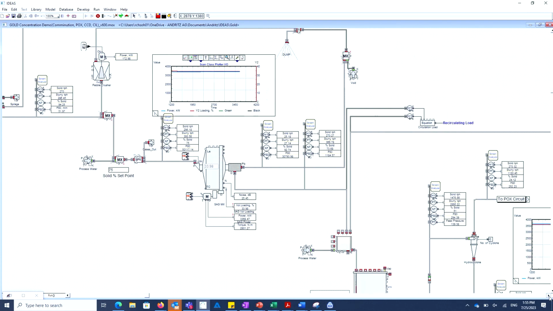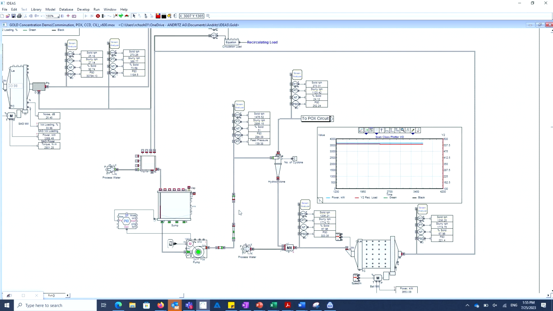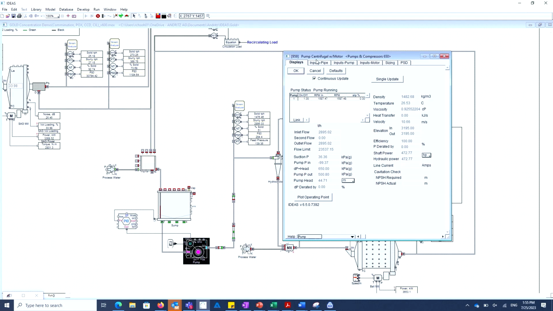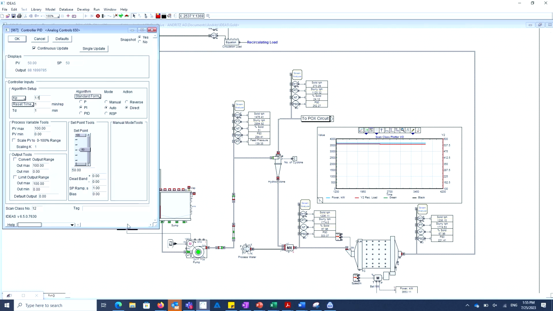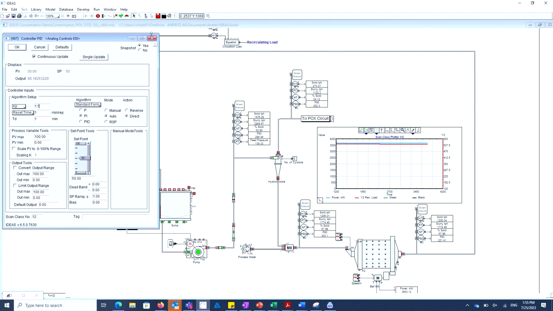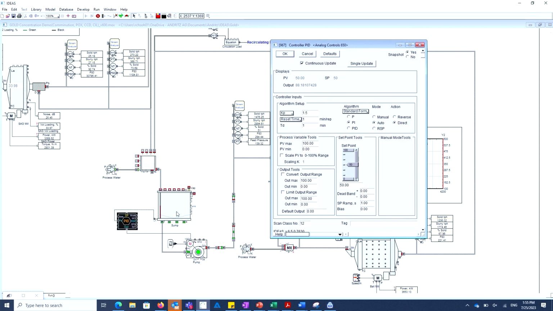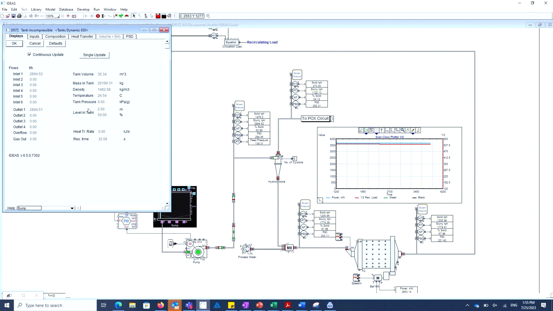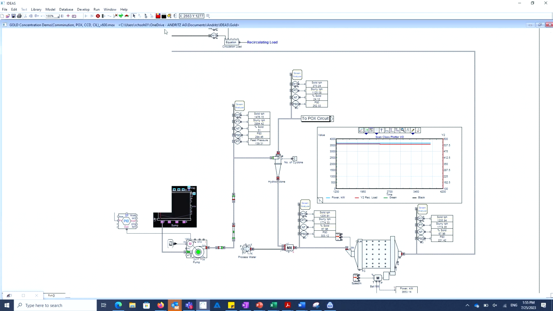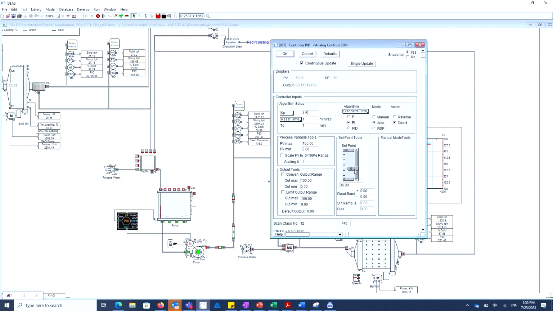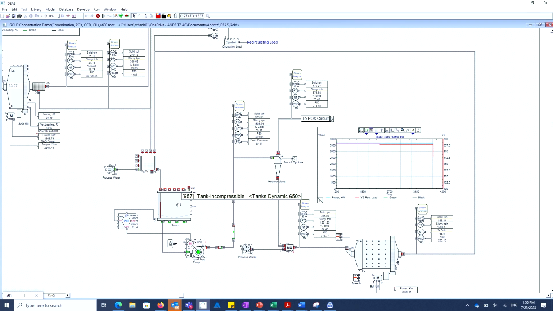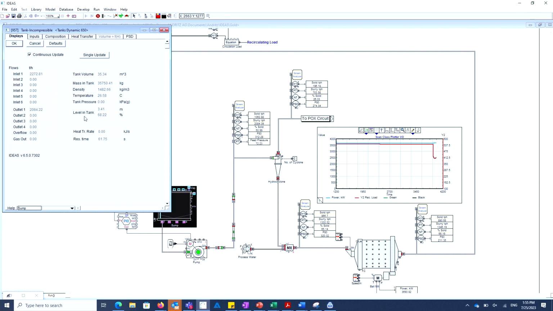So right now we have the ball mill and the SAG mill here. What I'm going to do is, if you look at this pump, there is a PID controller running at 50% level for the sump pump, and the pump is actually at 50%. Now I'm going to increase that to 68%, and as we can see, the level in the tank is starting to rise.